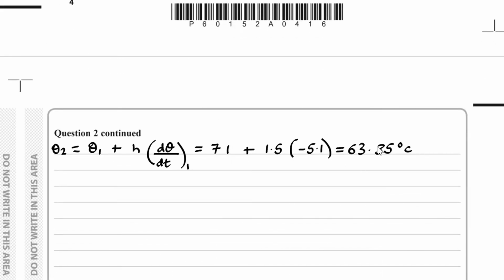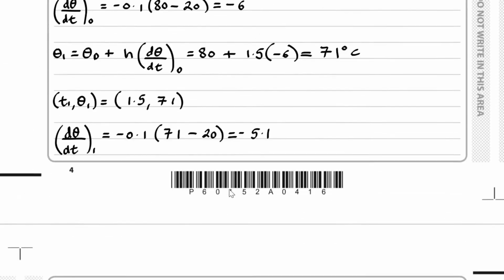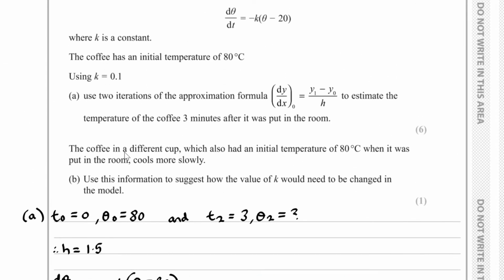And that's what we're looking for over here then. That's our final answer. And then for part B, the coffee in a different cup, which also had an initial temperature of 80 degrees C, when it was put in the room, cools more slowly. Use this information to suggest for part B how the value of K would need to be changed in the model. We have the following reason.